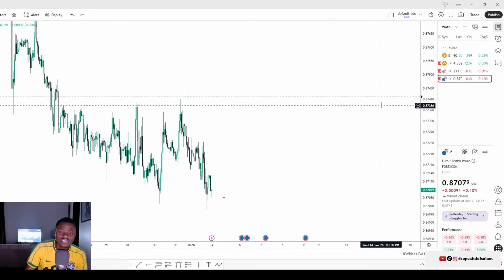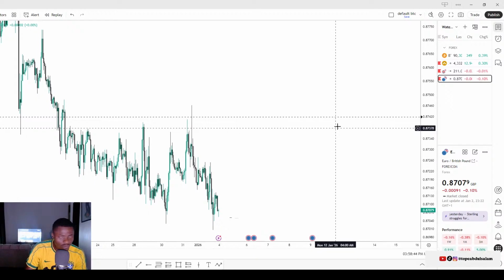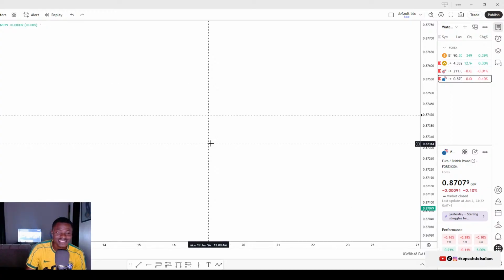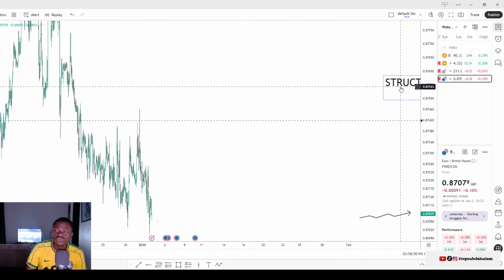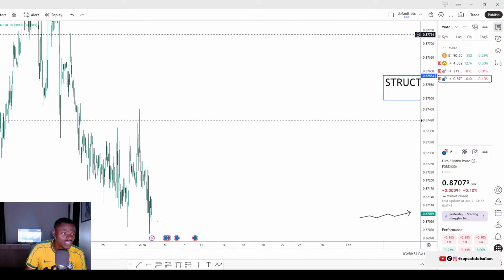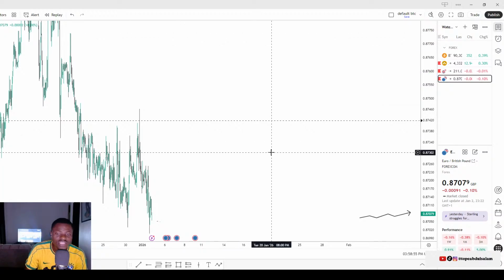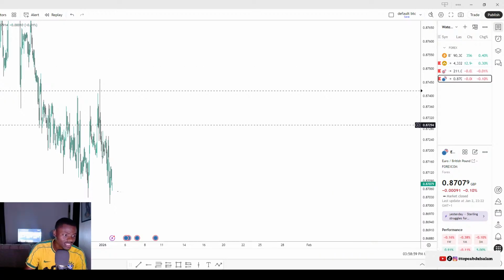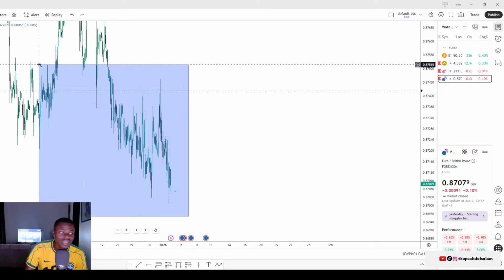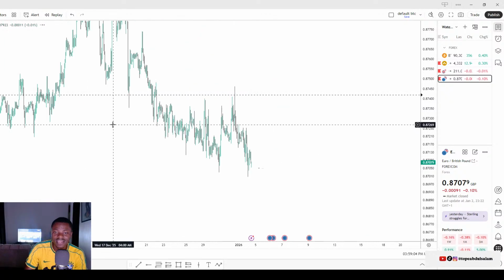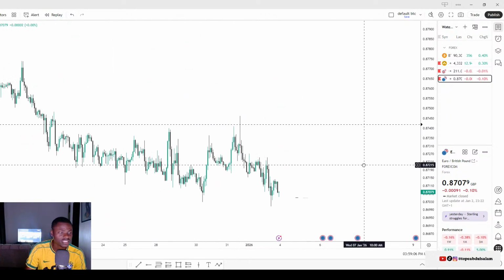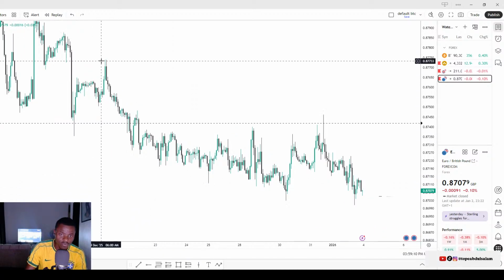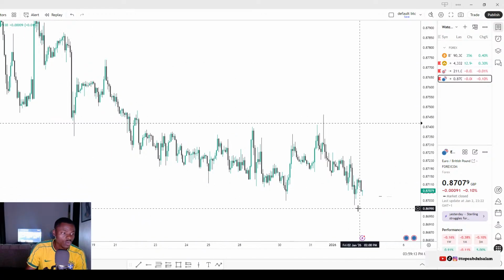What structure is this market in? First of all, you identify the structure of the market. Before you start doing anything, before you start looking for liquidity or anything, you identify the structure of the market. That's what we are going to identify first. So looking at this structure now, what structure do we have from here to here? What do we have here?